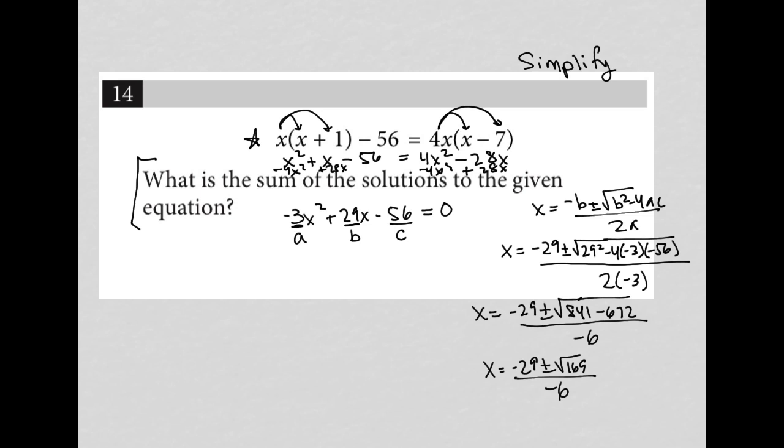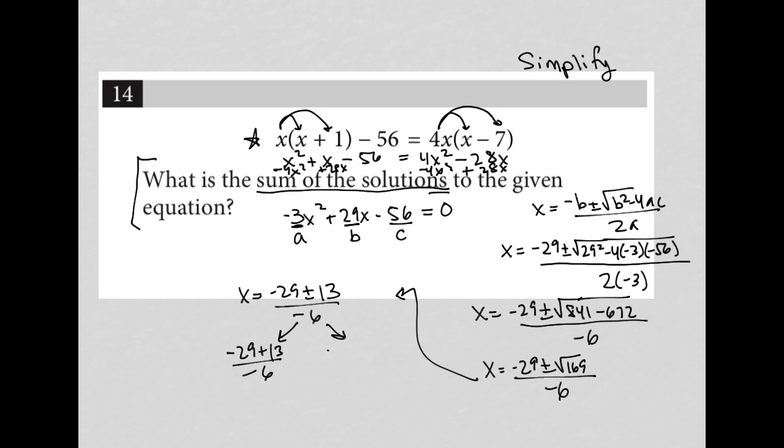The square root of 169 is just 13, so let's go up here for more space. So I'm going to have x equals negative 29 plus or minus 13 all over negative 6. And here's where we're going to get two solutions, right? The question asks for the sum of the solutions, plural. So one solution will be negative 29 plus 13 over negative 6, and the other will be negative 29 minus 13 over negative 6.